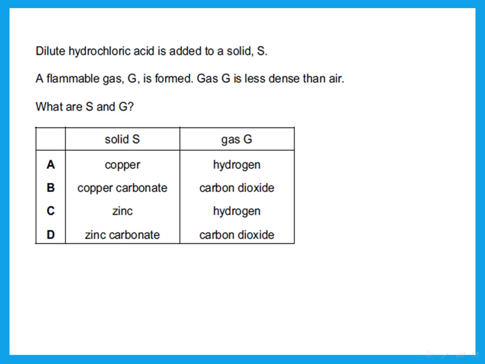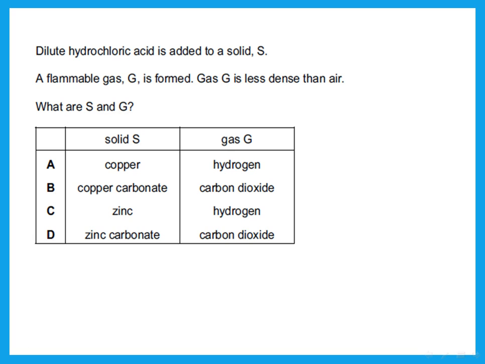Dilute hydrochloric acid is added to a solid S. A flammable gas G is formed, and gas G is less dense than air. What are S and G? If I'm reacting dilute hydrochloric acid with a solid that gives a flammable gas, first of all, what is the flammable gas? Well, the flammable gas has to be hydrogen. So my answer is A or C. So what reacts with acid to give hydrogen gas? We said a metal would react with acid to give hydrogen gas.